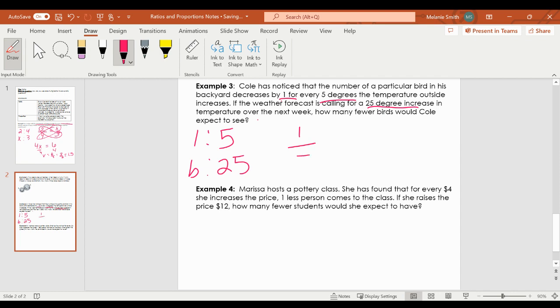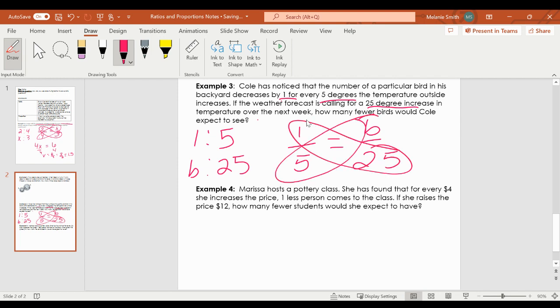So if I turn this into a ratio, I've got 1/5 equals b/25. I'm going to cross multiply. I get 5b equals 25. And then I divide both sides by 5, and I get b equals 5. So he would expect to see 5 fewer birds if the temperature increases by 25 degrees.